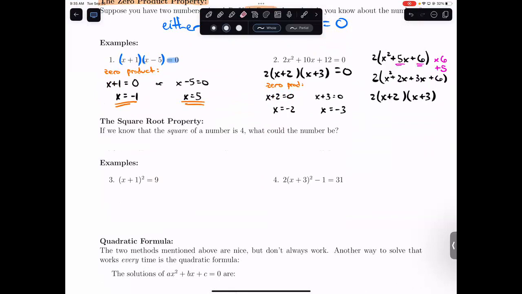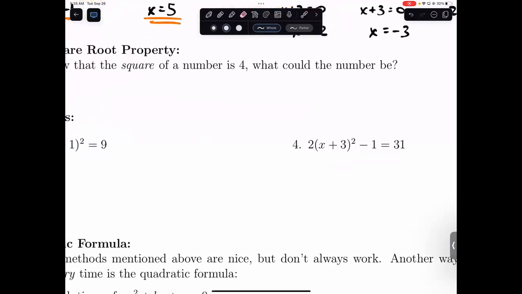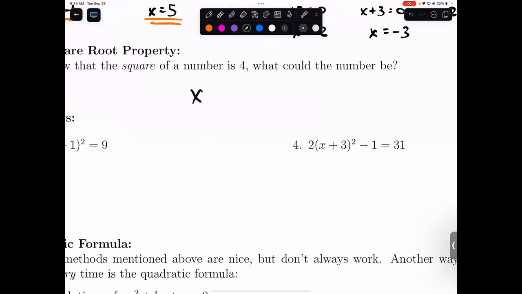No, the square is 4. You take a number and square it and you get 4. 2 or -2, right? Okay, so if we know that the square of a number is 4, in other words, x squared equals 4, and we're trying to figure out what x is.